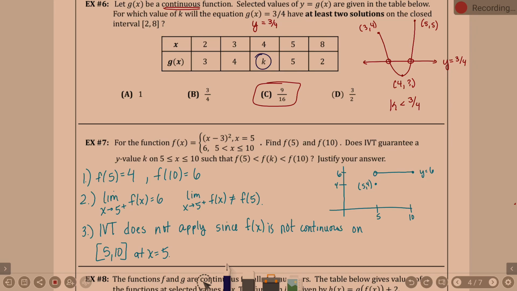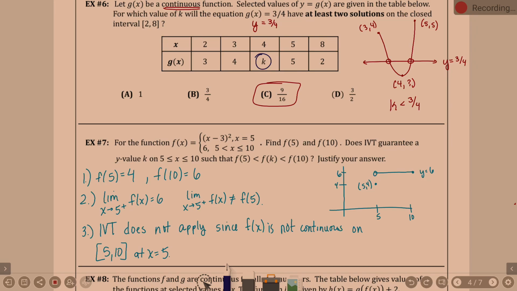A visual of a graph on that one, a visual of a graph on this one. They give us a piecewise function, f of x. Now it asks us first to find f of 5 and f of 10. Then it asks us if IVT guarantees a y value on the interval from 5 to 10 such that it is between f of 5 and f of 10.